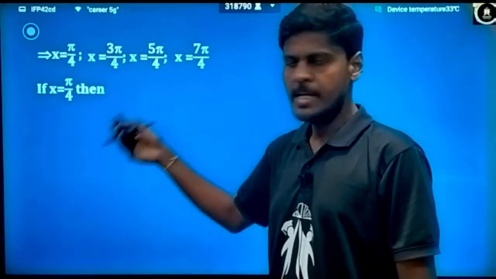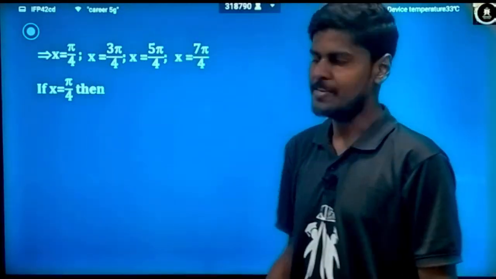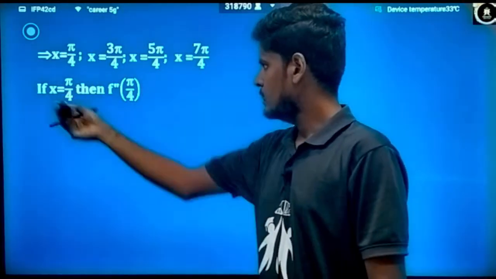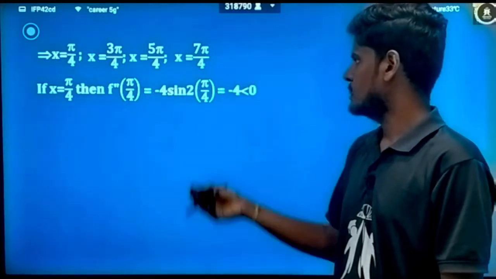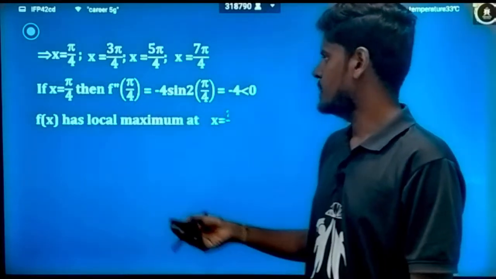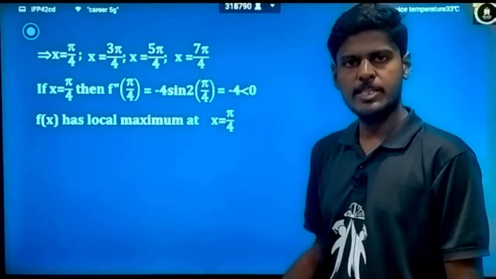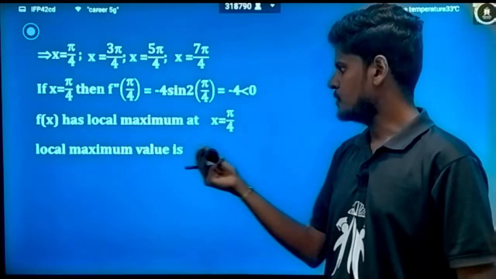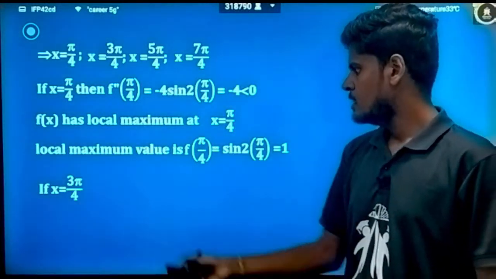So the x values will be pi by 4, 3 pi by 4, 5 pi by 4 and 7 pi by 4. When x is equal to pi by 4, what is the value of f double dash? That is minus 4, which is less than 0. Similarly, the maximum value will be at x equal to pi by 4. So substitute: f of pi by 4 is the maximum value, that is 1.